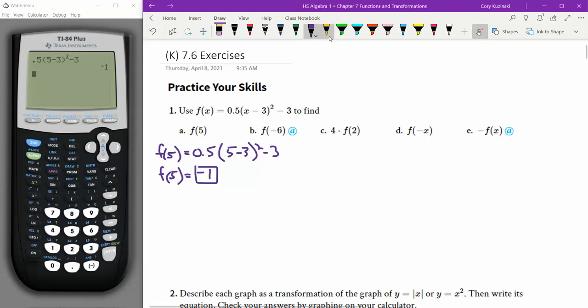All right, for B, I guess I should label that. There we go. For B, we're doing f of negative 6. I think I'll just, again, use the calculator a lot here. Even though negative 6 minus 3 is negative 9, negative 9 squared is 81. Half of 81 is kind of ugly. Minus 3, it's like 37 something. Let's try it, though. Second, enter. All I got to do is change that 5 to a negative 6. And there's my answer, 37.5.